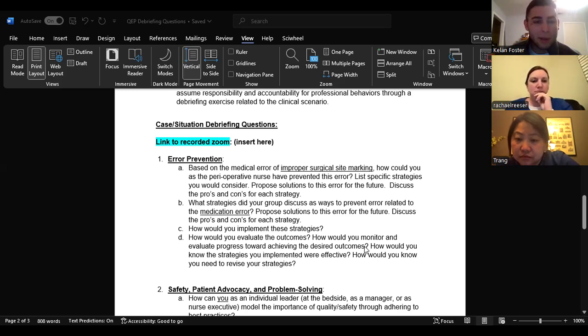And then I guess on D, it's asking how would we evaluate the outcomes? How would you monitor and evaluate progress toward achieving the desired outcomes? How would you know the strategies you implemented were effective? And how would you know you need to revise your strategies? Would y'all like to answer, or I can answer something or chime in as needed. I just don't want to take up all the speaking time.